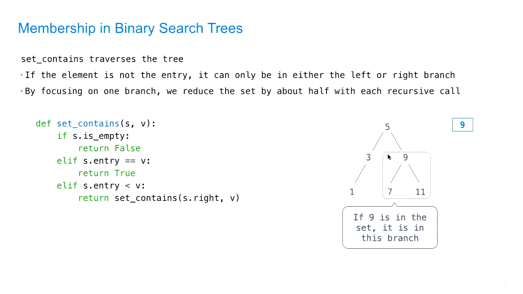So if 9 is anywhere in this tree, then it has to be in this branch. I haven't searched through this branch yet. I've only looked at the number 5. But I'm going to disregard everything in the left because I know that all that stuff is too small, so 9 can't be there. If, on the other hand, I was searching for a smaller number than 5, then I would only look in the left branch and not the right branch.